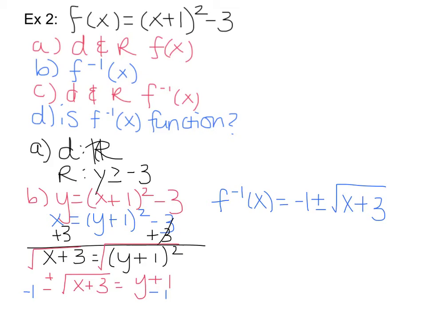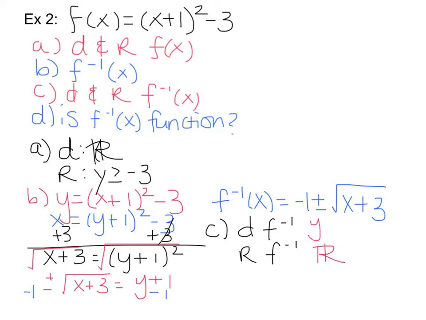Part C says the domain and the range of the inverse. So the domain of the inverse and the range of the inverse. So remember, like I said earlier, you take them and you switch them. So the domain becomes the range. So my range is now all real numbers. And the range becomes my domain. So normally you would switch it and you would get y is greater than or equal to negative 3. But remember, domain is talking about x values, so you have to change the y to an x. So it's x is greater than or equal to negative 3.